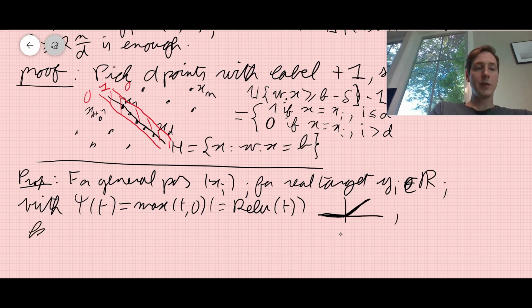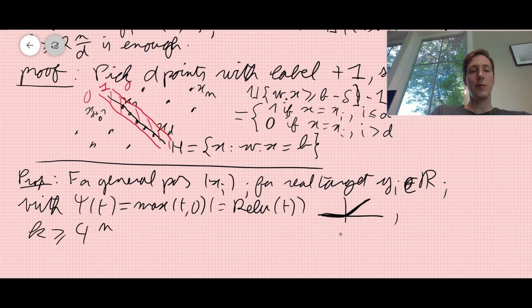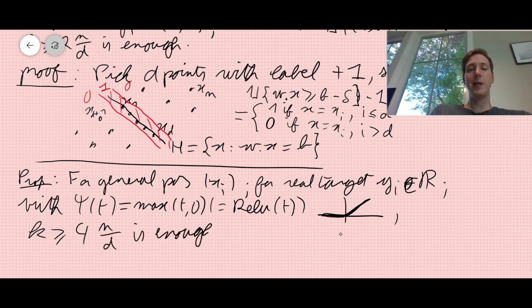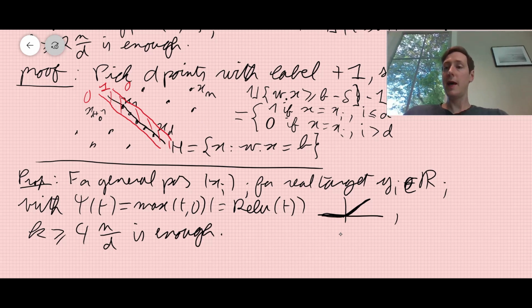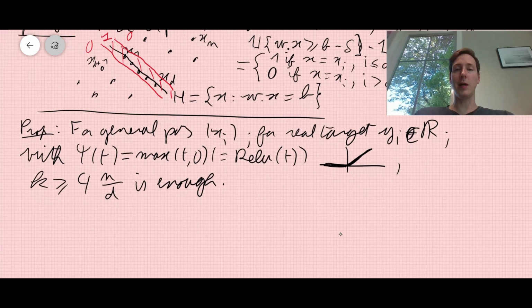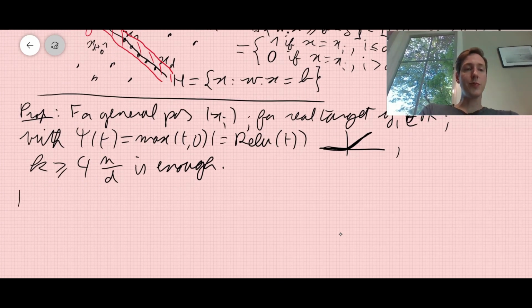K larger than 4n over d is enough. So we just have twice as many neurons as the BARM network, but now we use ReLU nonlinearity and we can fit any real target. So let's see the proof of this.